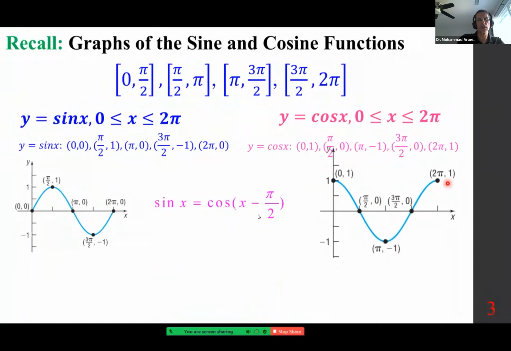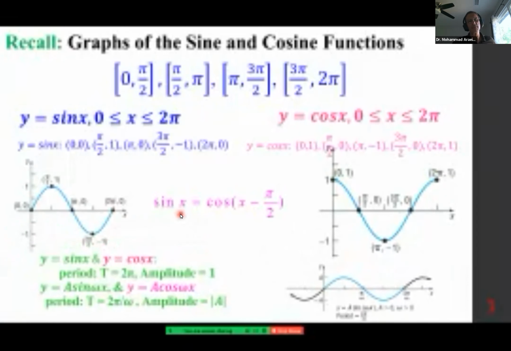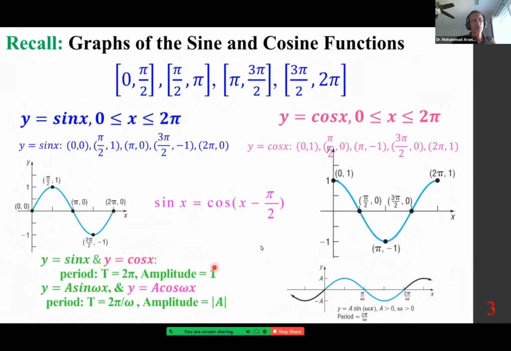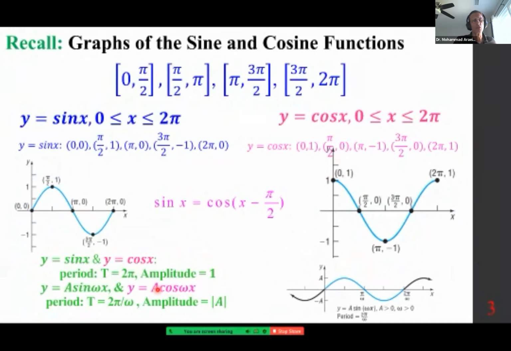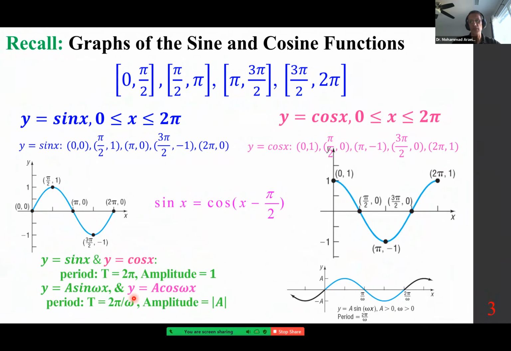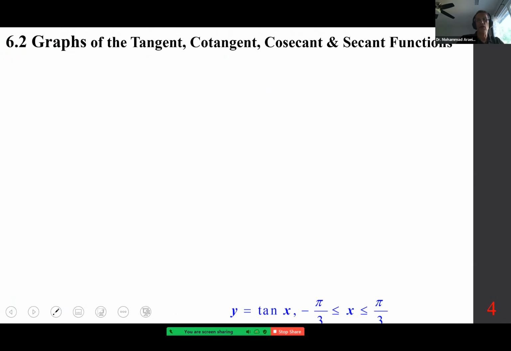And we notice that sine and cosine ultimately are very similar. So cosine of x minus pi over 2 has the same graph as sine. And so the period is 2 pi, the amplitude is 1 in the case of a sine omega x. This is for sine and cosine. A sine omega x or y equals a cosine omega x, the period will be 2 pi over omega, and the amplitude will be the absolute value of it. We are looking at other functions.